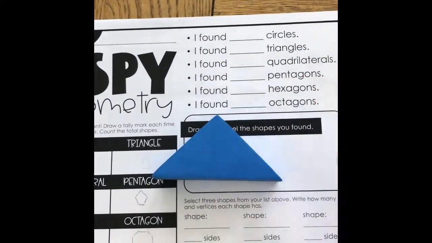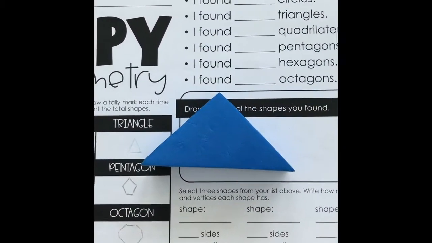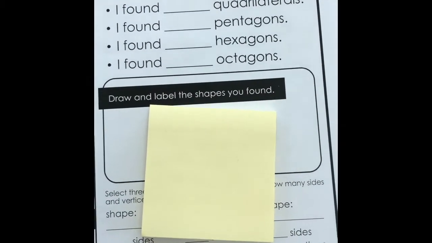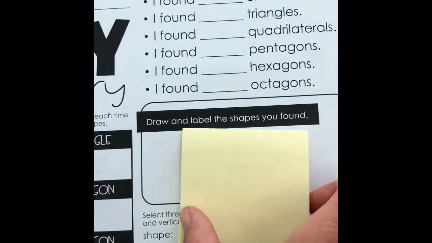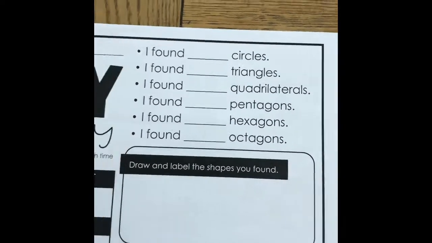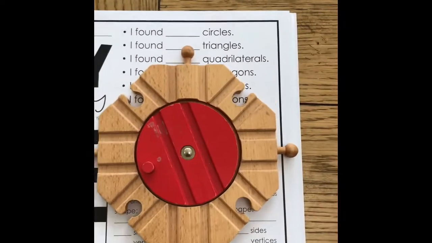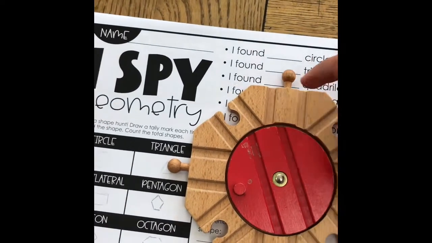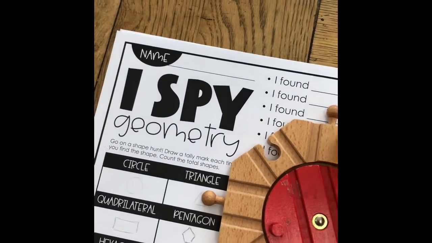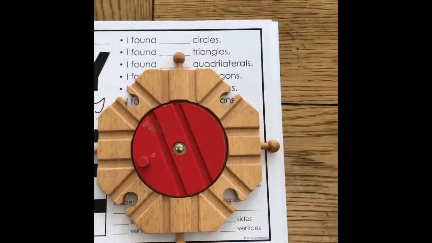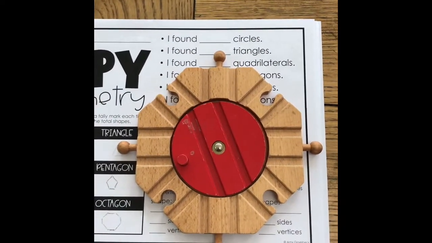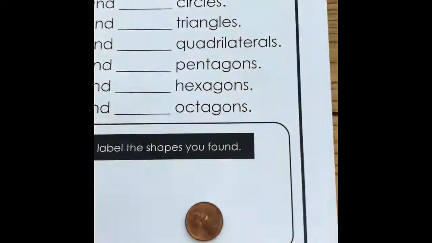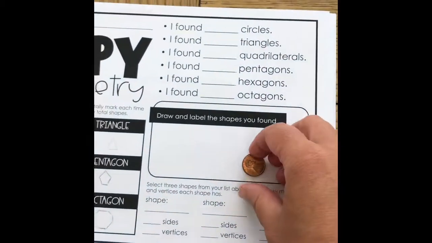I have a block, the shape of a triangle. I found some Post-it notes. That's definitely a quadrilateral or a square. I don't know if you guys remember your wooden train days, but this one has 6 sides. A 6-sided shape is called a hexagon. So that's a neat hexagon shape I found. I'm sure y'all can find a penny. Penny is obviously a circle.